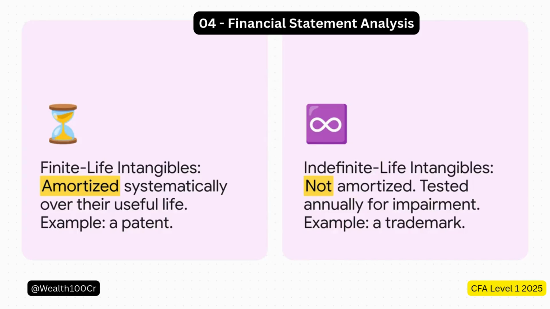Now, how we account for these things really depends on how long they're expected to last. If an intangible has a finite life, like a patent that expires in 20 years, we amortize it. We basically just spread its cost over that useful life. But if it has an indefinite life, like a super powerful trademark that could last forever, we don't amortize it. Instead, companies have to test it for impairment every single year to see if it's lost value.